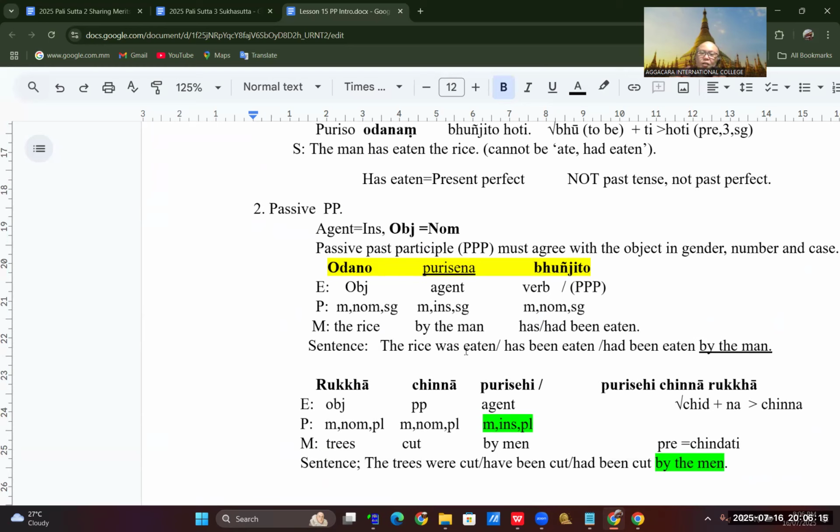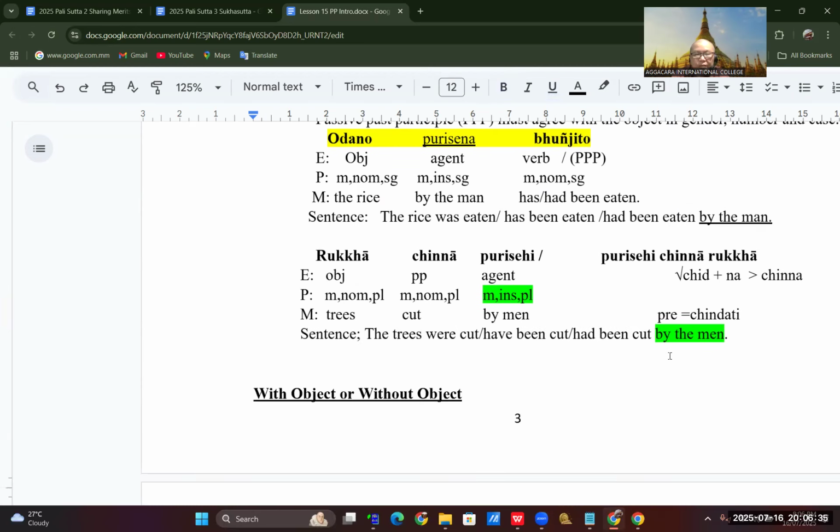Okay. Now we are talking about the past participle. You see the meaning? We are not talking about the present participle. We are talking about the past participle. Okay. All right. So the rice was eaten, had been eaten by the man.